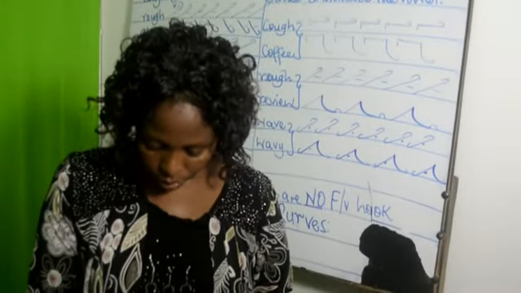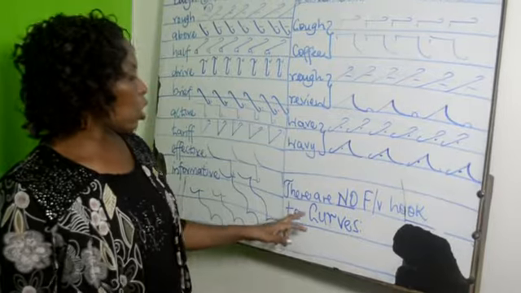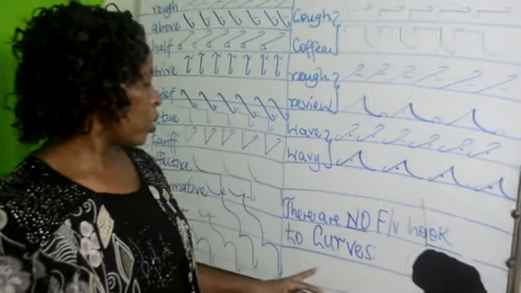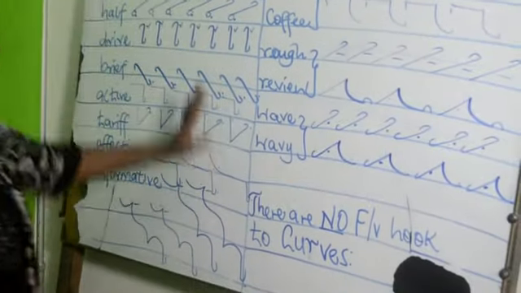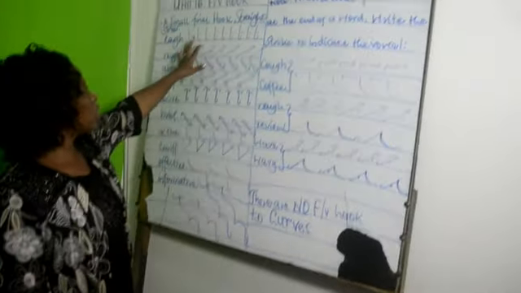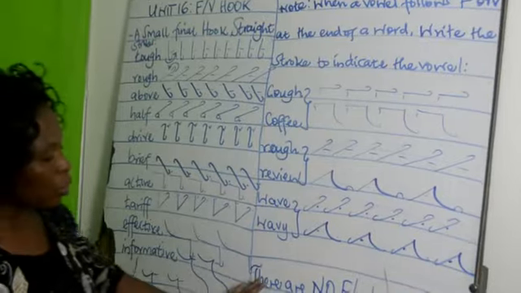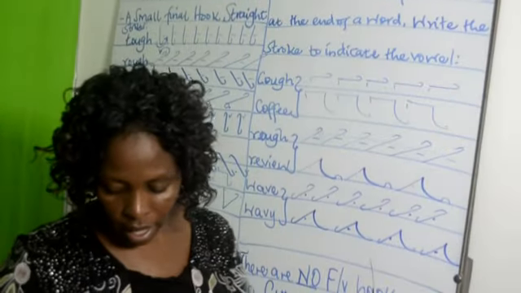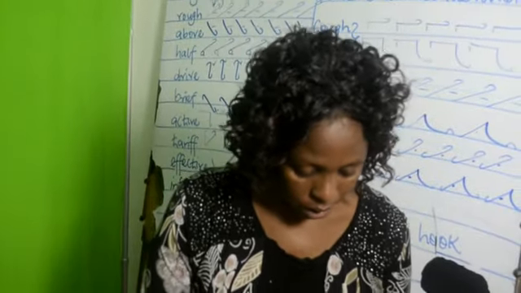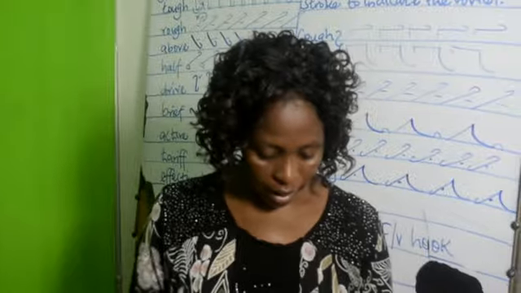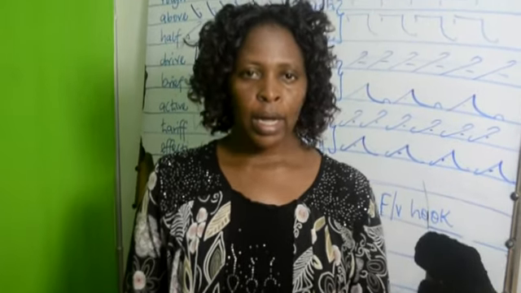And then below there we are told that there is no F stroke of V hook to curves. So we have applied the F stroke of V hook on these straight strokes, but we do not have hooks on the curved strokes. The curved strokes are not drilled with the F stroke of V hook.